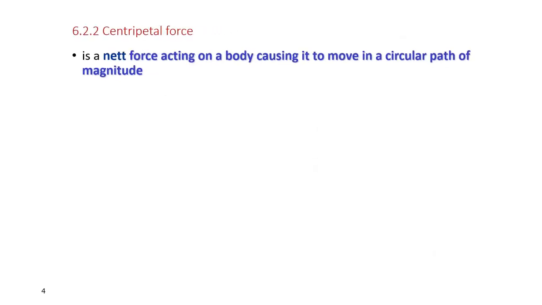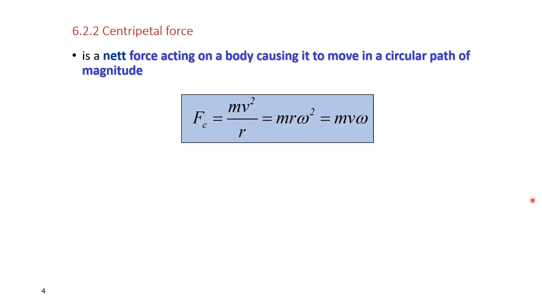For the centripetal force, this is essential in this second part. The net force on a body causing it to move in a circular path has a magnitude given by Fc equals mv squared over r, or m r omega squared, or m v omega. So this is the general formula for the centripetal force, which is mv squared over r.